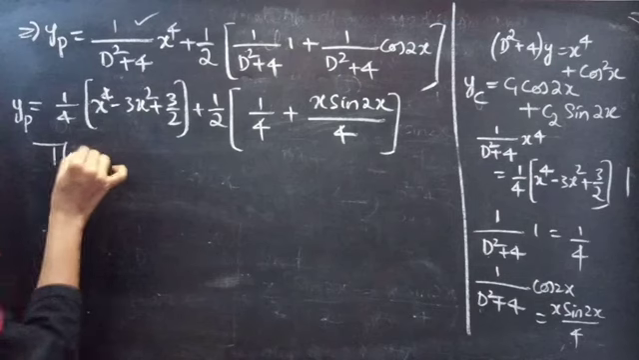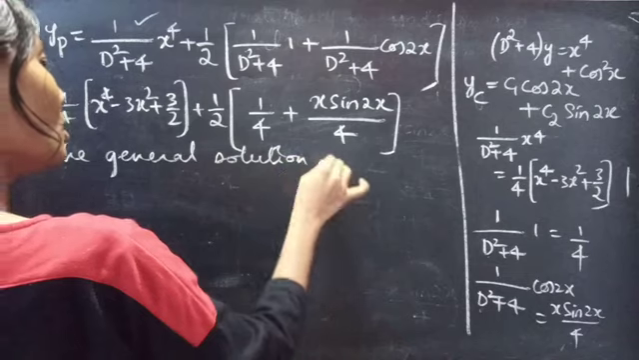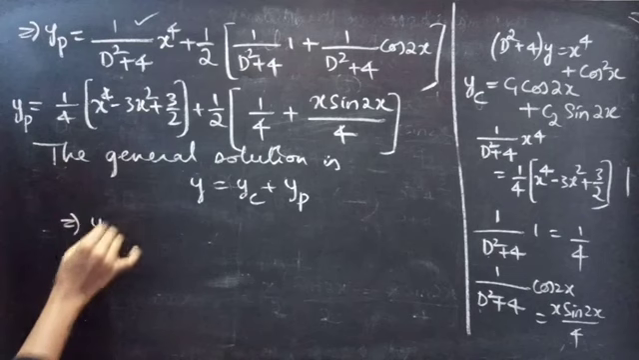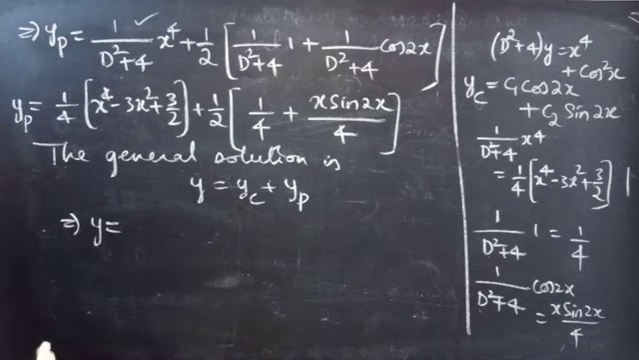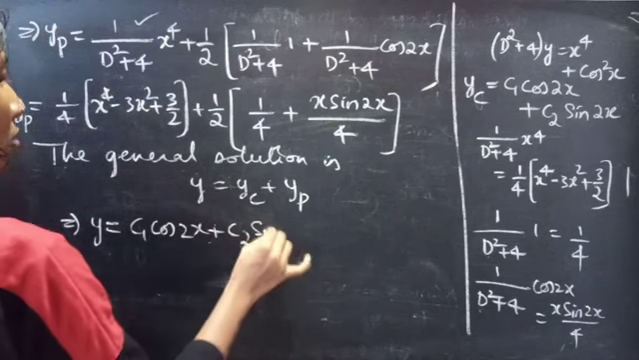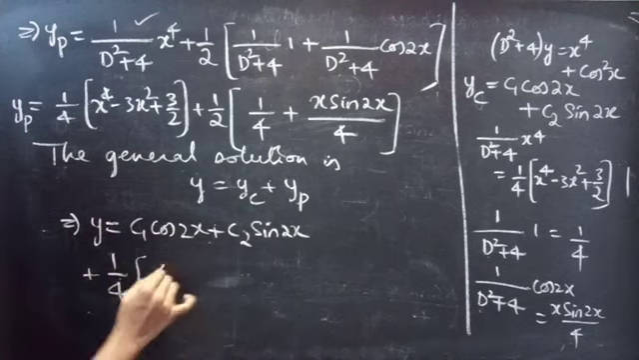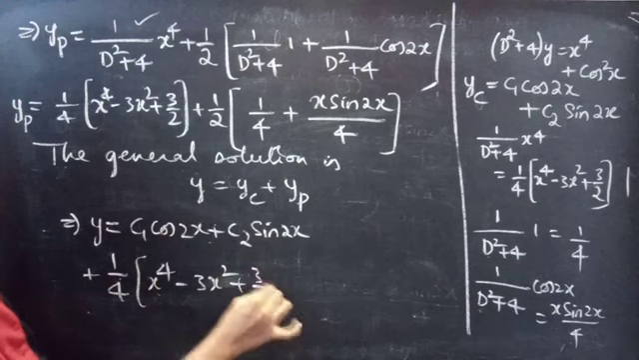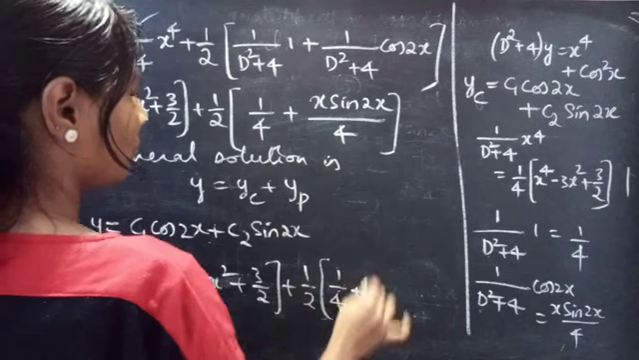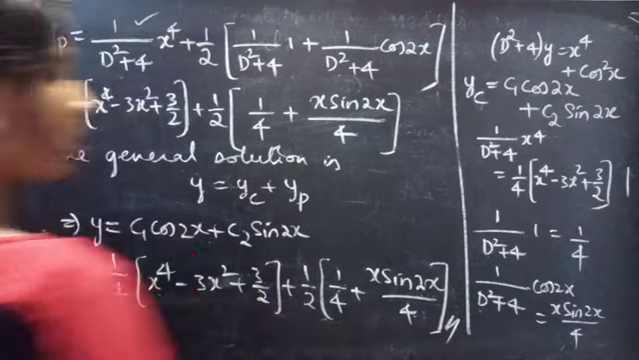Now we can write the general solution. We know that the general solution is given by y equals yc plus yp, right? Then our general solution will be y equals yc, we have c1 cos 2x plus c2 sin 2x, and yp is 1 by 4 into x power 4 minus 3x square plus 3 by 2, plus 1 by 2 into 1 by 4 plus x sine 2x by 4. This completes the problem.